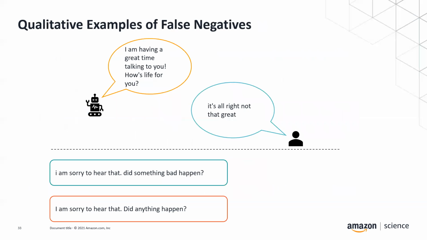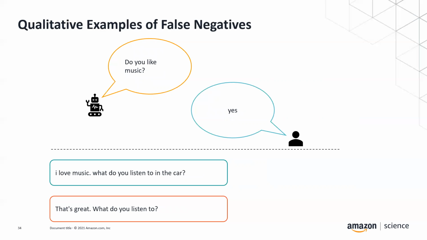So an example of some false negatives that can be created is if the system's asking, "How's life for you?" And the user saying it's not that great. An appropriate response would be like, "Did something bad happen?" And an adversarial candidate that was generated was like, "I'm sorry to hear that, did anything happen?" So both are appropriate, but the bottom one would have been labeled as negative. So during training, this would have introduced some noise into the model.